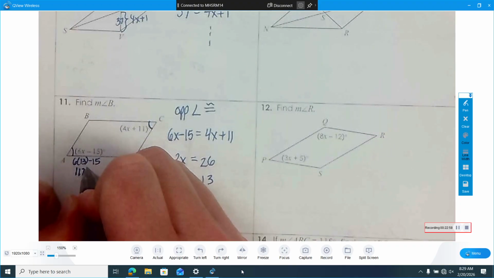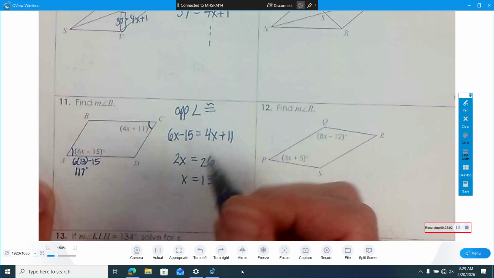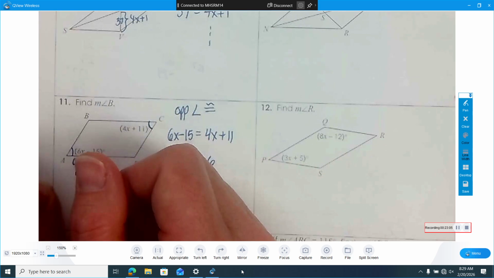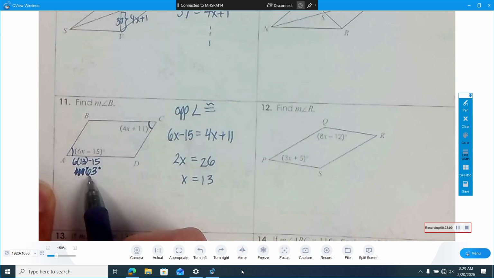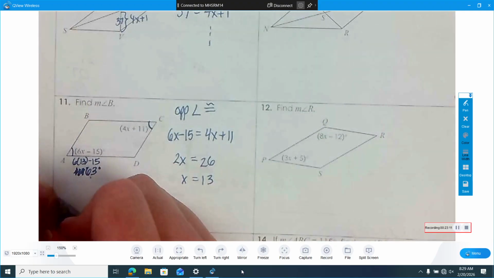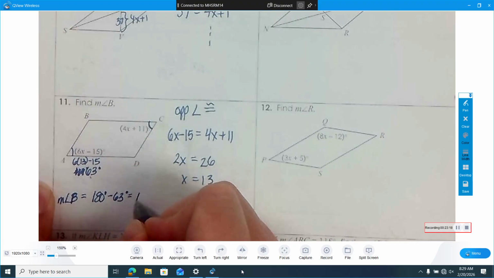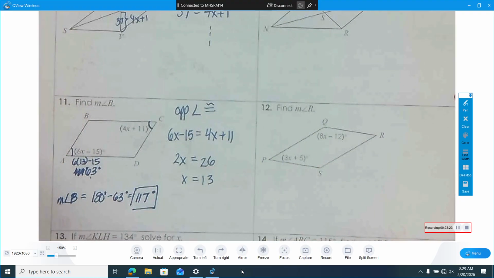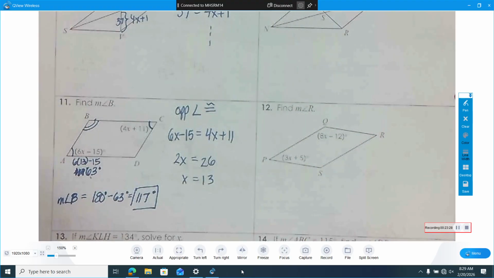117? Is that what I heard? Oh, for B. Oh, no. So what's A, though? 63. Oh, okay. 63 degrees. And then if I want angle B, the measure of angle B is going to be 180 degrees minus the 63 degrees, and we get 117. Okay. Because they are supplementary. Okay, questions on those?